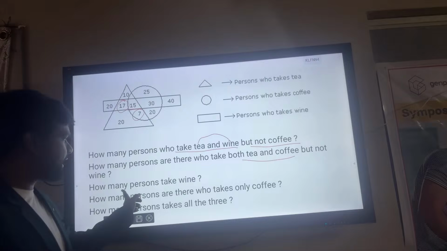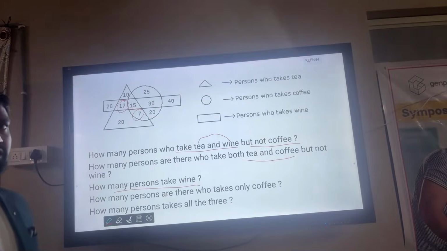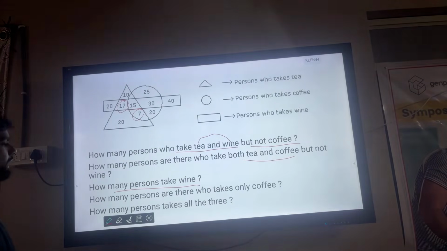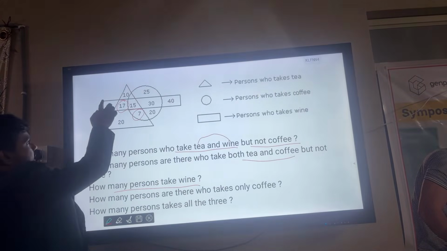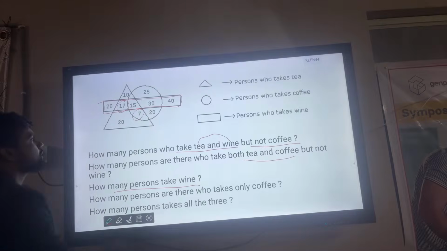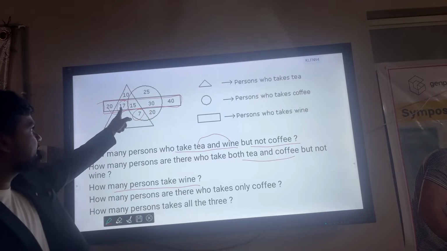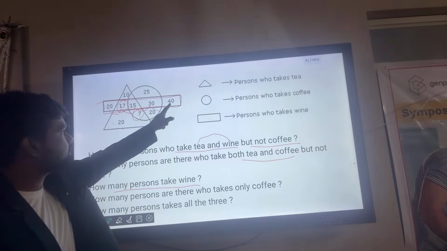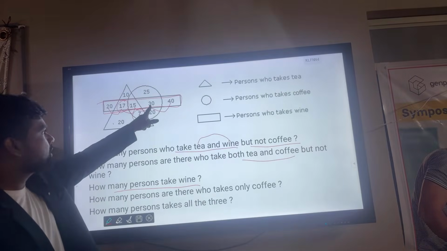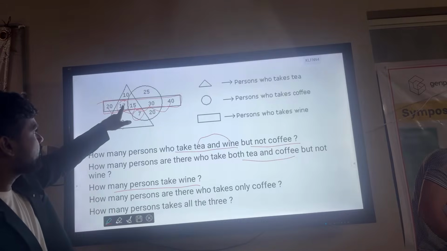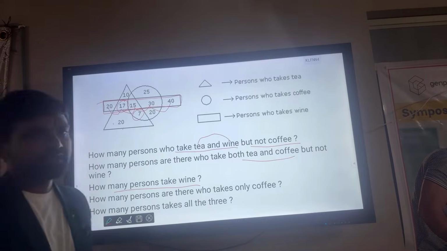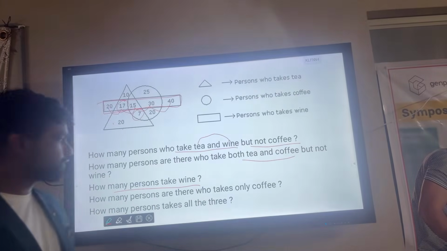How many persons take wine here? Wine is nothing but rectangle. How many people are there in the total rectangle? 20 plus 17 plus 15 plus 30 plus 40. When you add all of them, 30, 40, 70, 90, 100, 110, 117, 122. What is the answer? 122.